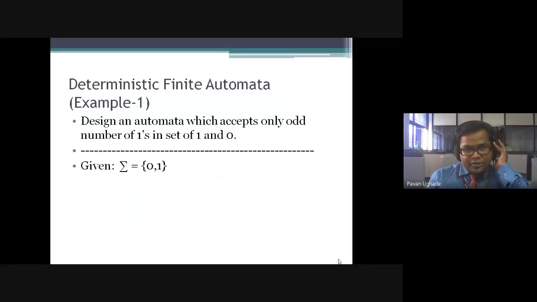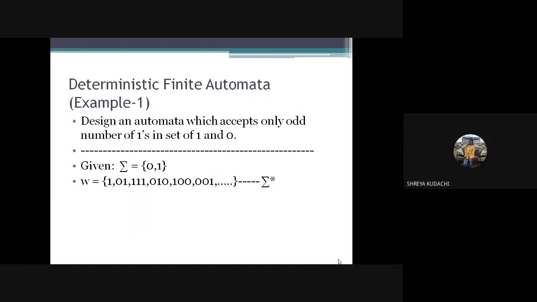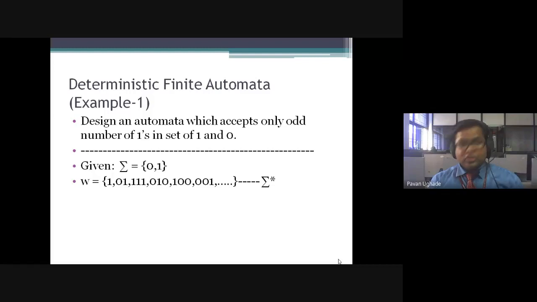First, whether you understood this. This is the given information. Whether you understood, any doubts in that, please tell me, guys. Any doubts? No, sir. Okay, thank you.